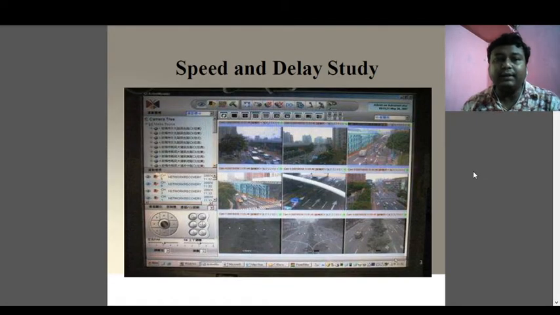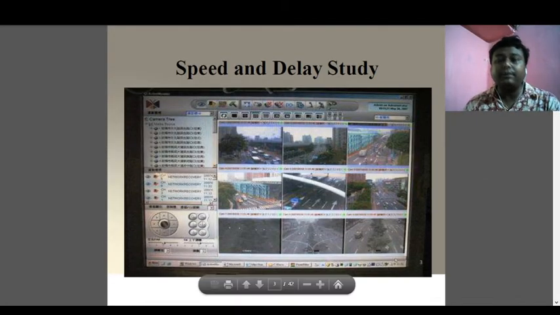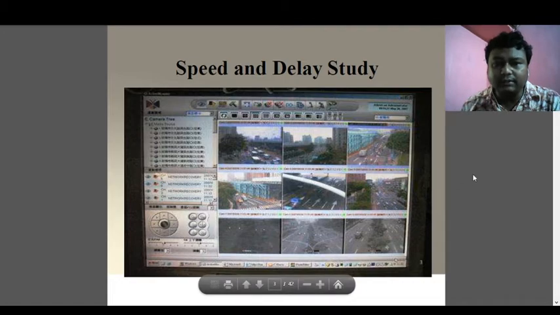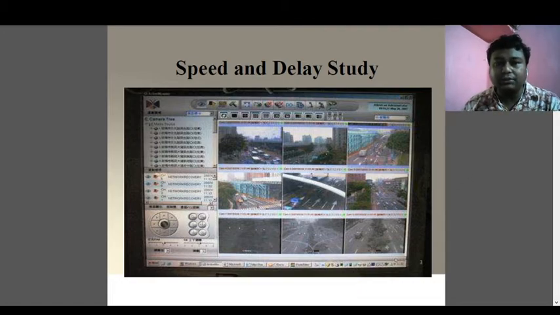Next is the speed and delay. There are some photographs of a speed and delay study. You can find out from this photo itself that these are some locations. The locations are given, and at each location we fix a videographic camera or a CCTV camera. So basically this is the fourth method, as I mentioned in the previous slide, that there are various methods. This is just a glimpse of a speed and delay study.